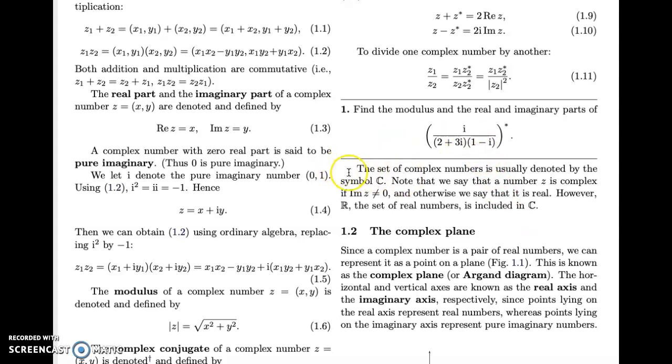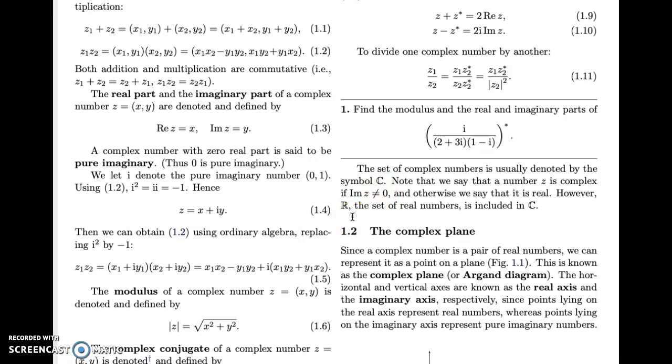So the set of complex numbers is normally denoted by the symbol C. It's a blackboard C. You normally draw it as a normal C, like this, and then you draw one extra line down. So just to notice that C includes all the real numbers.